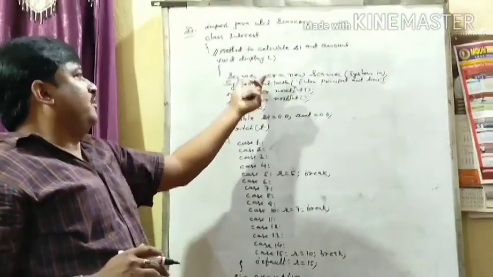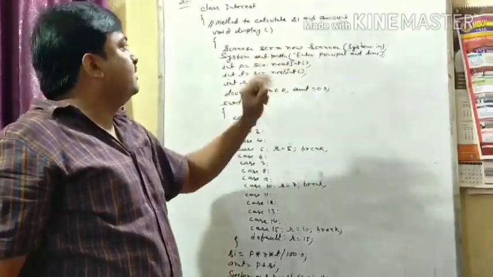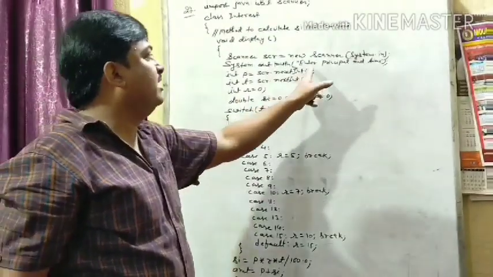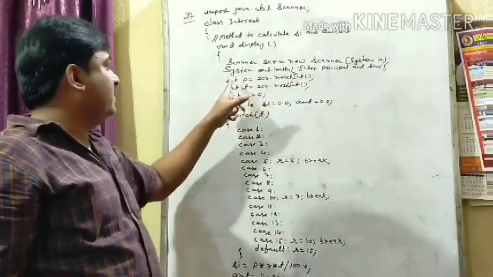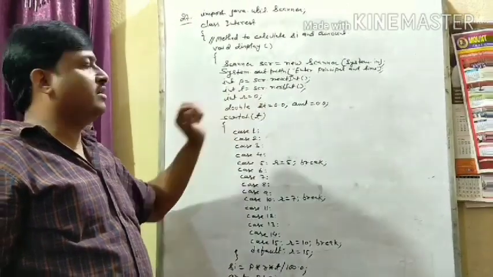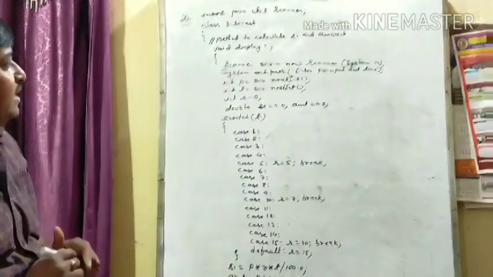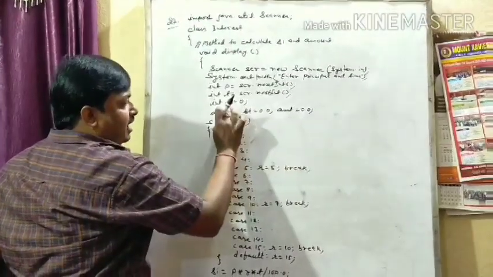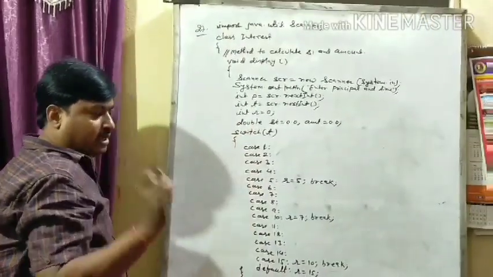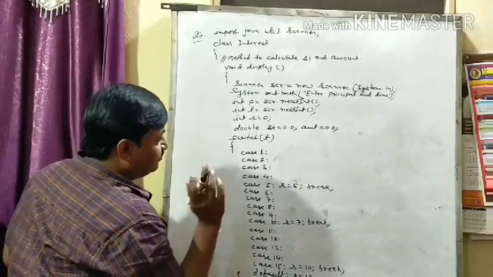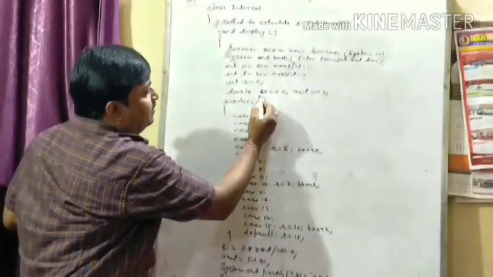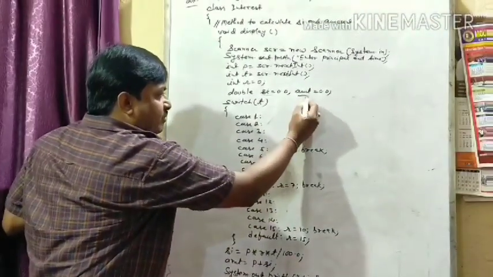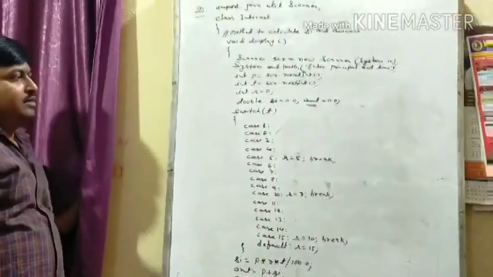Void display. We will create a scanner object: Scanner scr equal to new Scanner(System.in). We will input, enter principal and time. The principal will be stored in P and the time will be stored in T. Both are integer. We declare a variable R to store the rate of interest. We declare a variable SI to store simple interest and AMT to store amount.